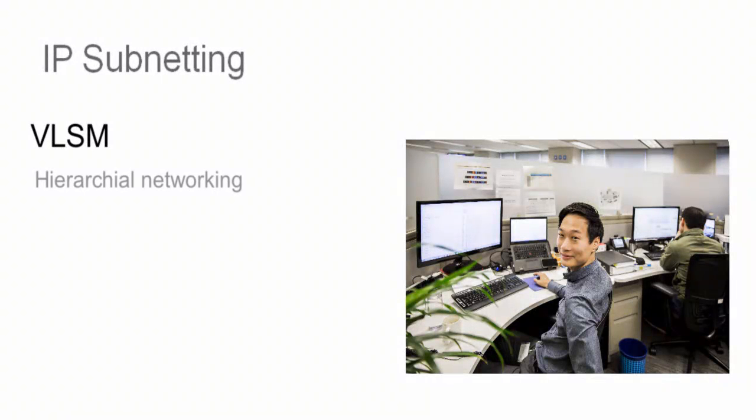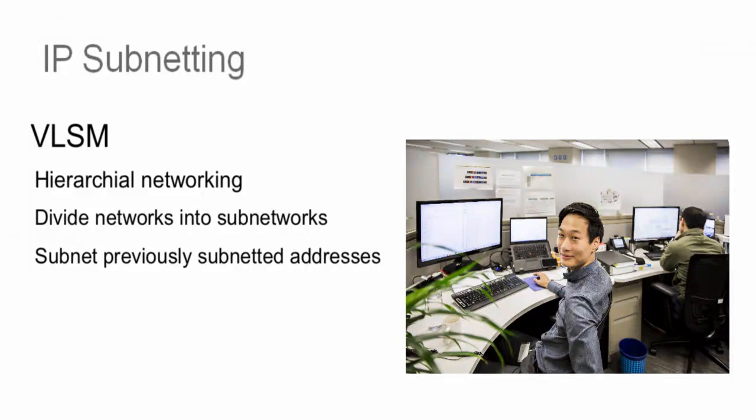VLSM allows for more hierarchical levels within an address plan. This enables you to take a major network such as a Class A, Class B, or Class C network and divide that network into subnetworks. In other words, VLSM allows more than one subnet mask within a major network and allows you to subnet previously subnetted addresses.